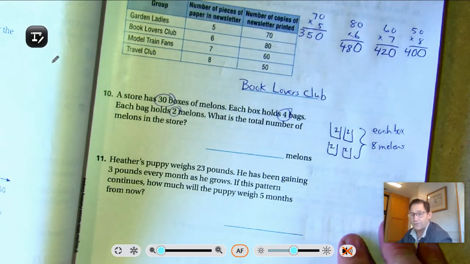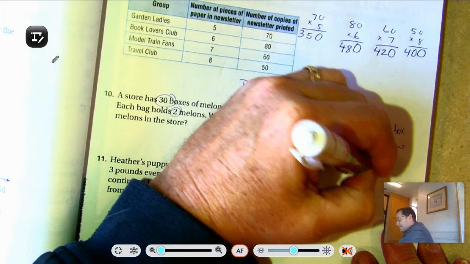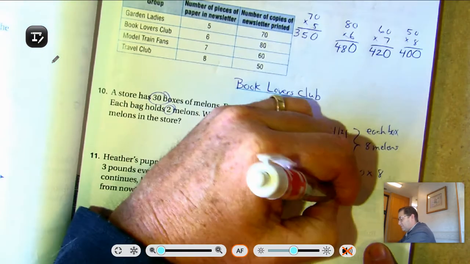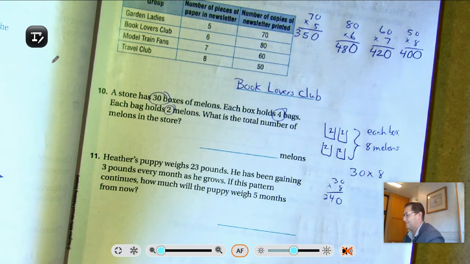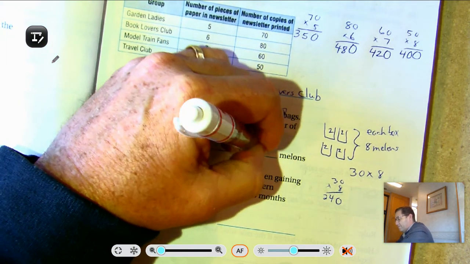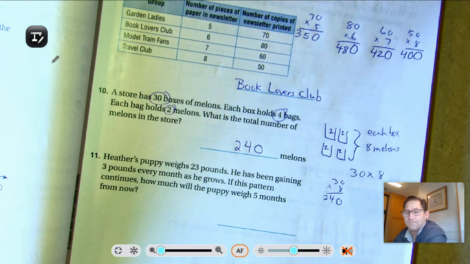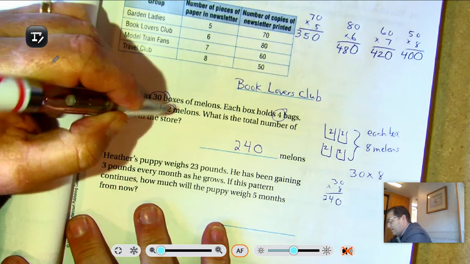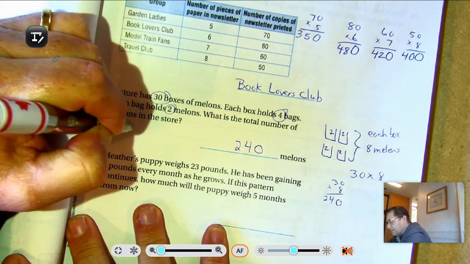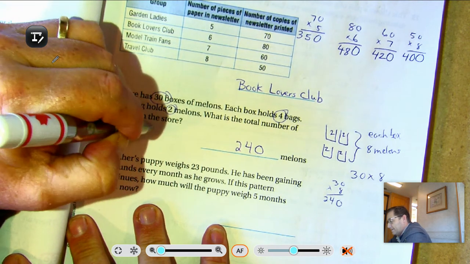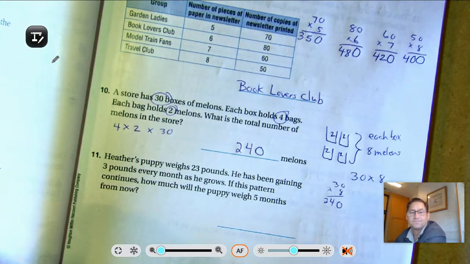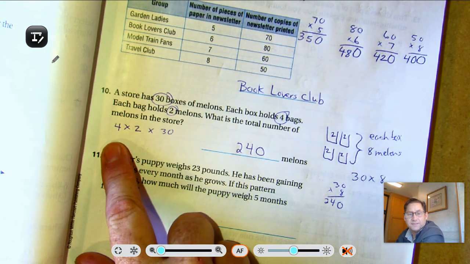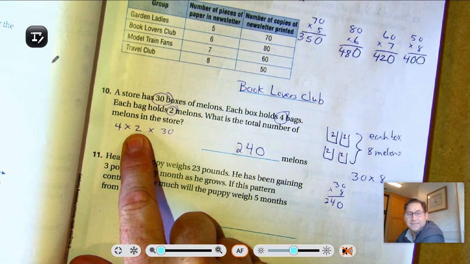All right, so we have 30 boxes of 8. 30 times 8. 8 times 0 ones is 0. 8 times 3 is 24 tens. So 240 melons. So if we wanted to represent this as a mathematical sentence, it would have been 4 bags times 2 times 30. 30 boxes, 4 bags in each box, 2 melons in each bag.